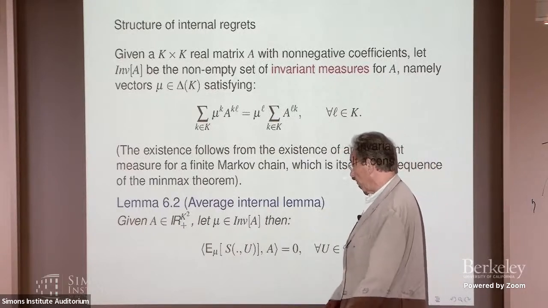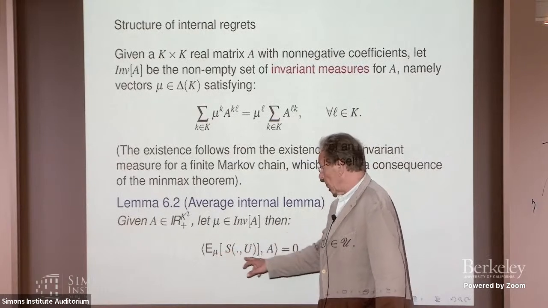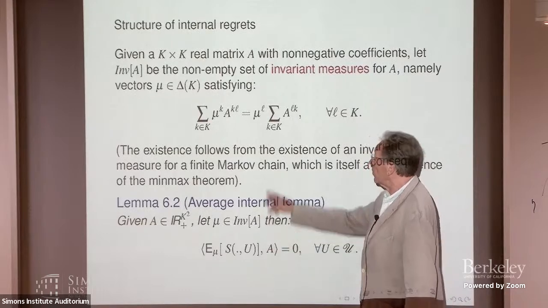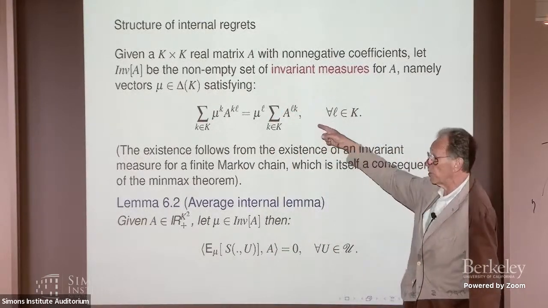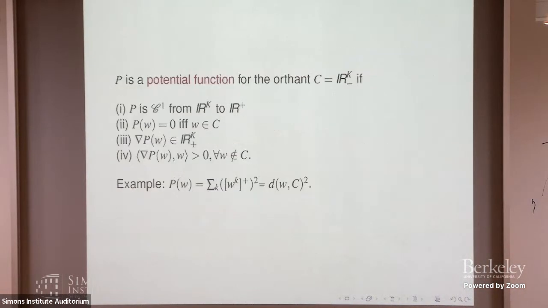And then remember, this is the matrix of internal regret. It's also a random variable. You choose K according to mu. You take the expectation of this matrix. You take the scalar product with A, the matrix you started with, and you get 0, which is a consequence of this. Okay, so these are the properties that we'll use to prove Blackwell's theorem. Now, this was the part on the regret.